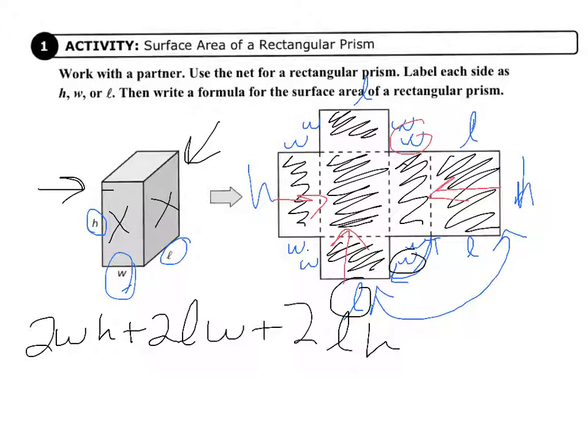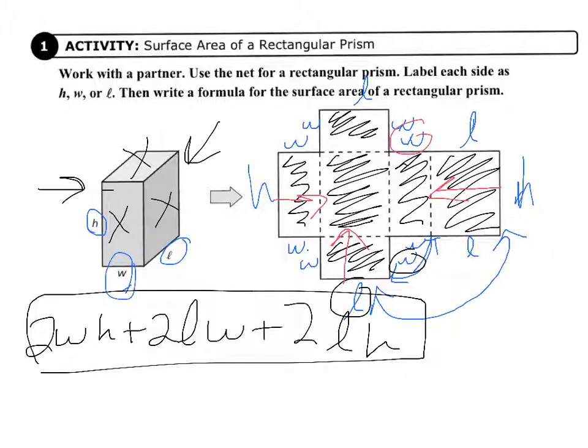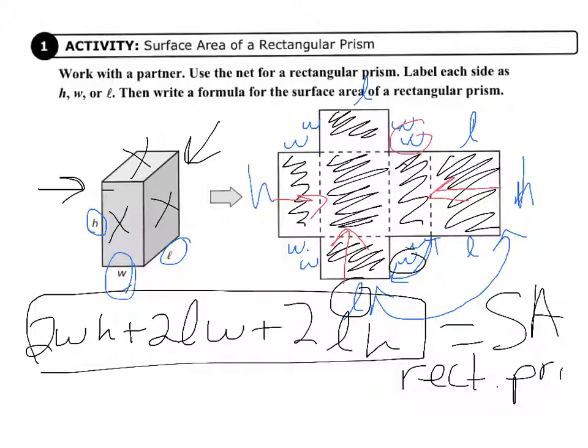So really what you end up with is 2 of each of the rectangles that you have. One for the top of the box and the bottom of the box, one for the left side and the right side, and one for the front side and the back side. So that makes sense for a formula. So that equals our surface area of a rectangular prism. And we have to specify because not all prisms are rectangular.